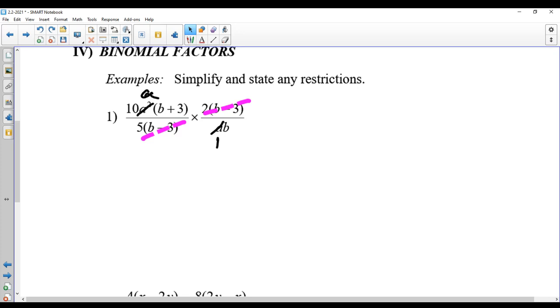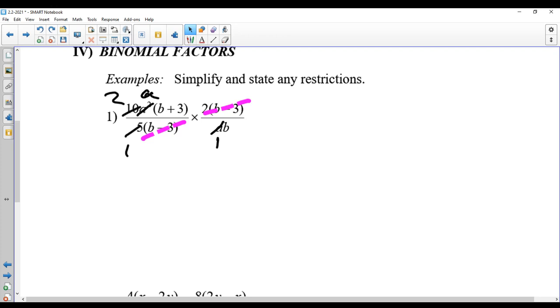Can we reduce anything else? Is anything else reducible? Apart from the A's and apart from the B minus 3, there are other things that we can reduce. Does anybody see them? Okay, let me hear from Akifa. So the 10 and the 5. So 5 goes into 5 once, and 5 goes into 10 twice. I believe that's what AJ was going to tell me as well.